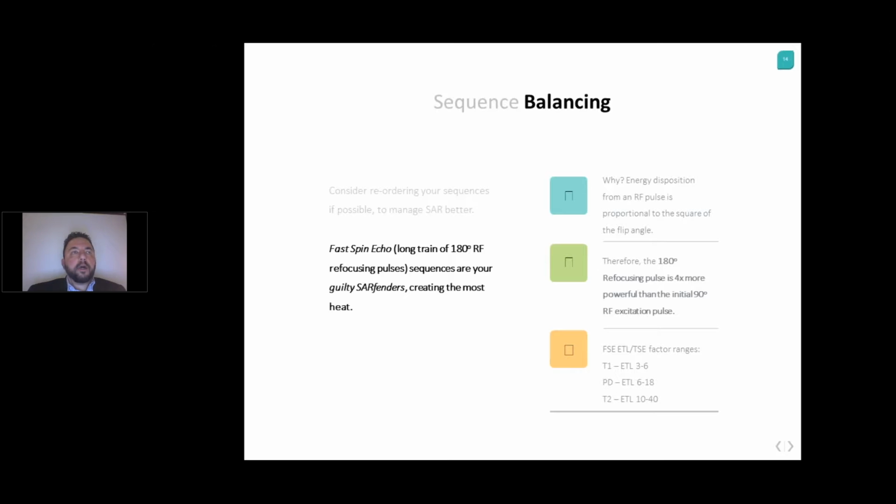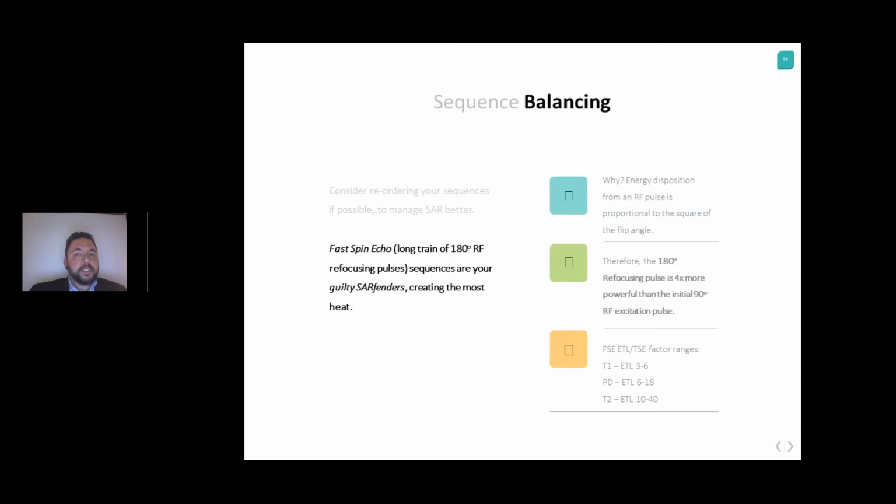Most vendors, modern vendors, are using the SED rate, which is SAR over time, where it's an accumulated dose, and exceeding that in fast-spin echo sequences, lumbar spine, and other exams, and multiple spine exams in the same day can be problematic from SAR deposition.